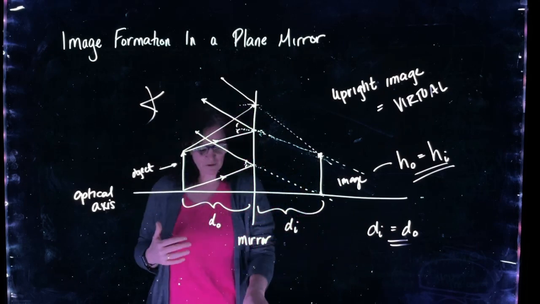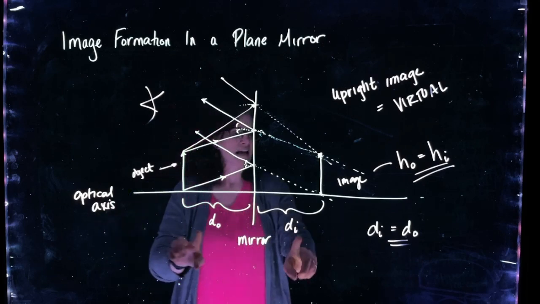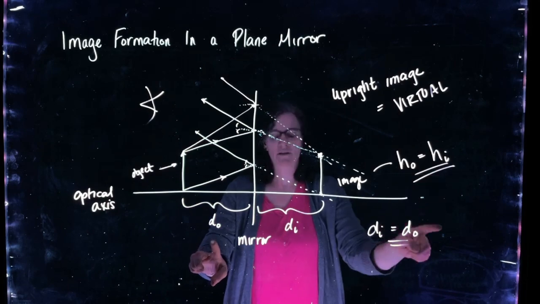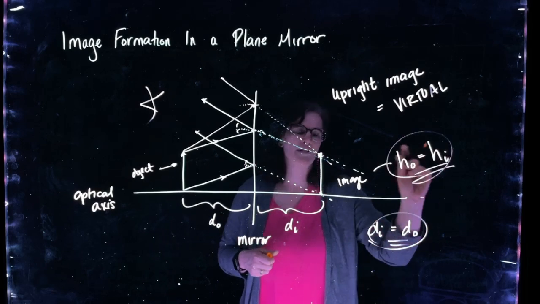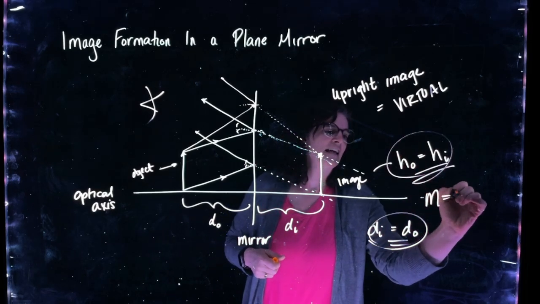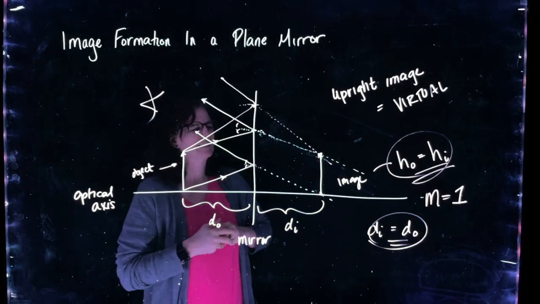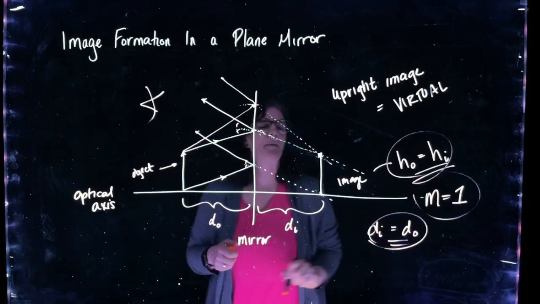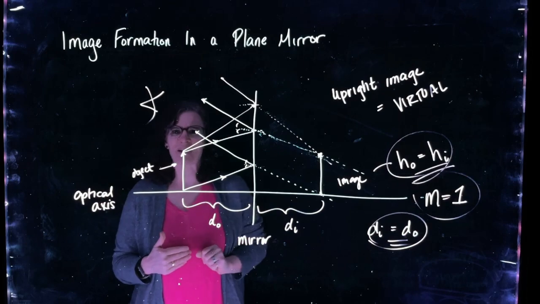All right, so image formation in a plane mirror using ray tracing and noticing our properties of image formation in that plane mirror. And of course, since the object and the image are the same height, the magnification is 1. So just to kind of close out all the properties of image formation that we've been doing in lenses and mirrors. All right, good job.